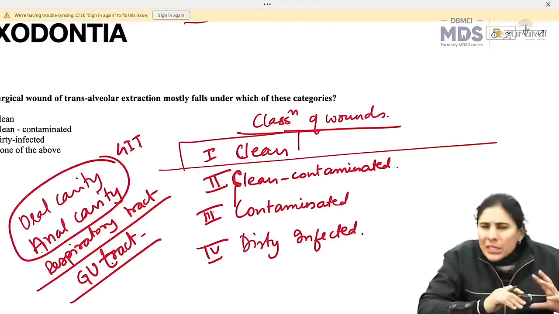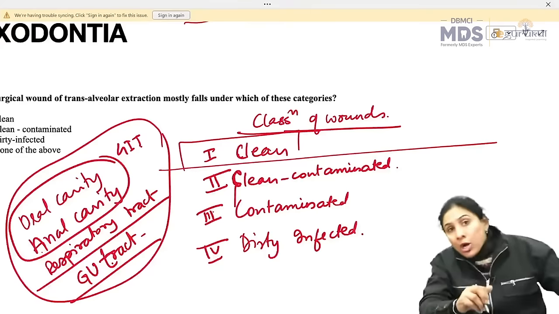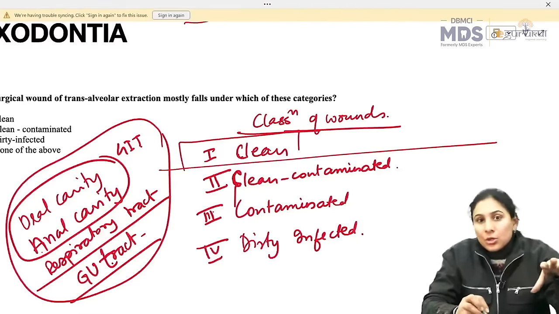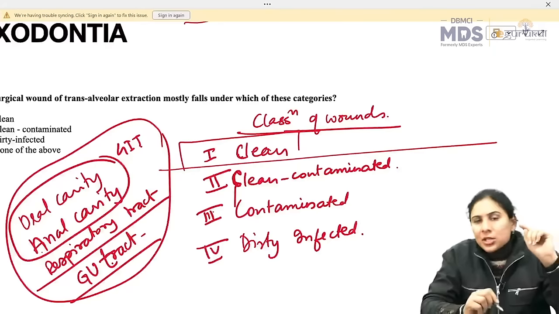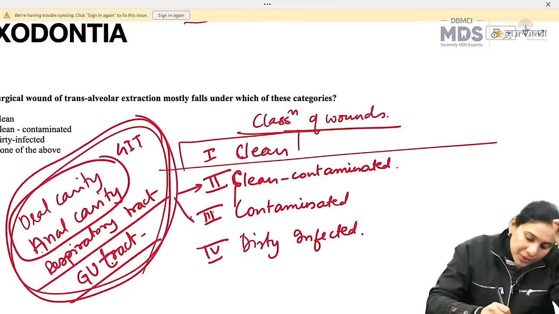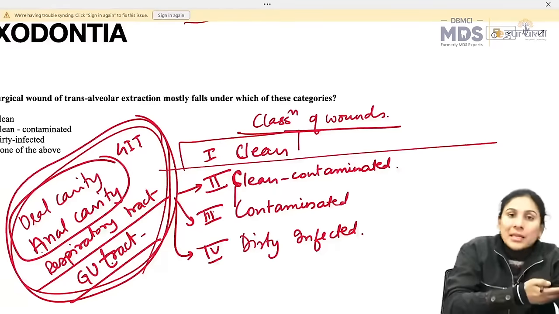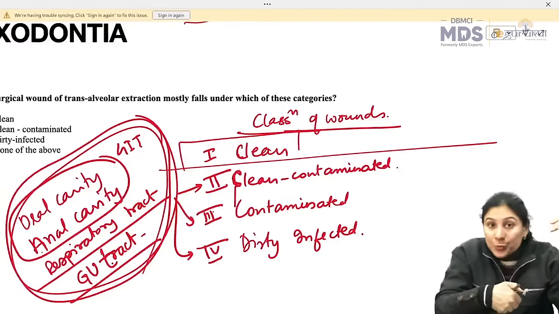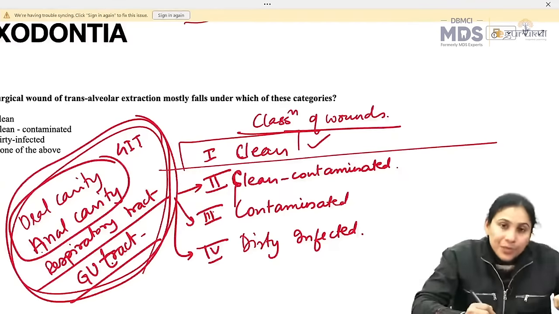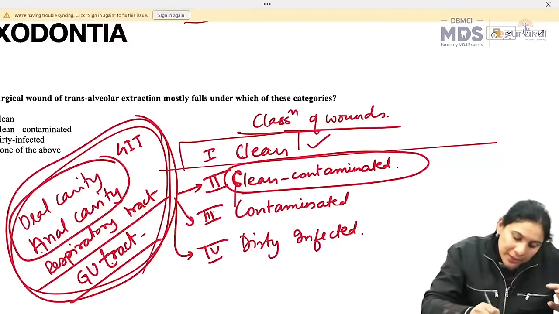Any incision or even a clean incision in any of these areas cannot be clean because there are organisms pre-existing in these tracts. So any incision, any surgical wound in any of these areas will be either 2, 3 or 4. It can never be class 1. Class 1 means skin or mucosa other than these mucosae. Okay? Clean incision, close properly, that will be clean wound. All these wounds will come under clean contaminated category.